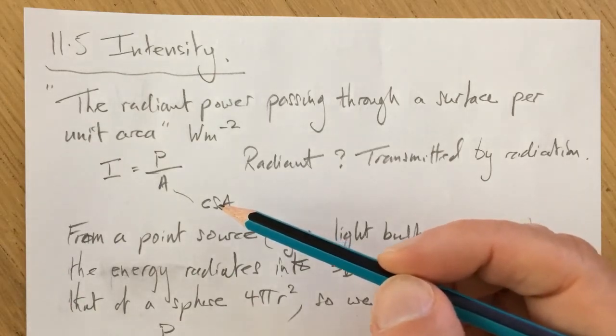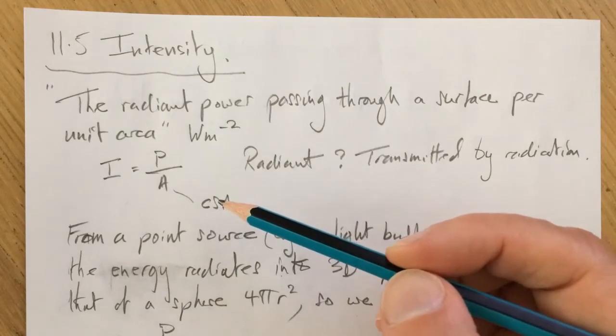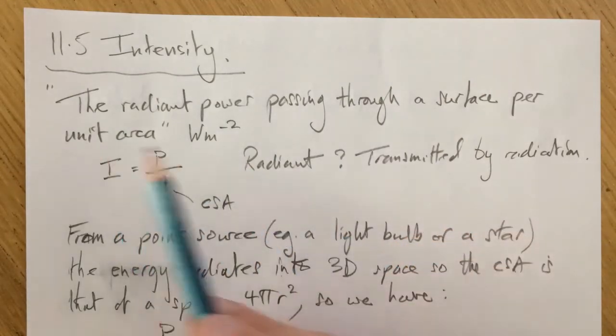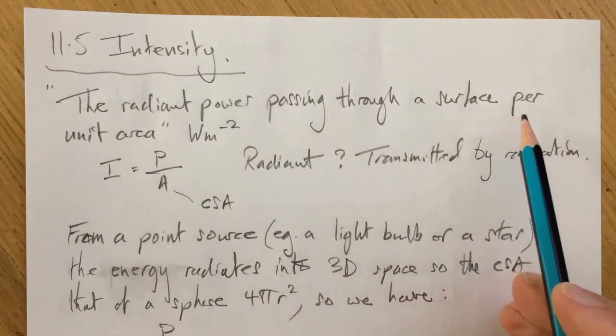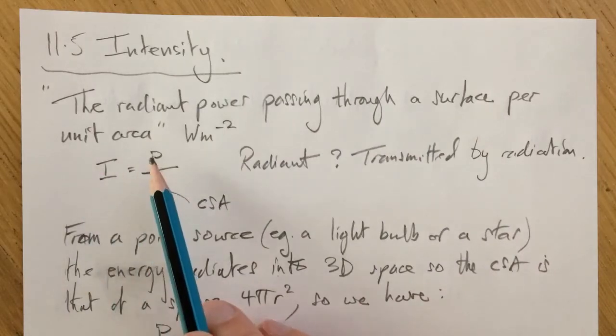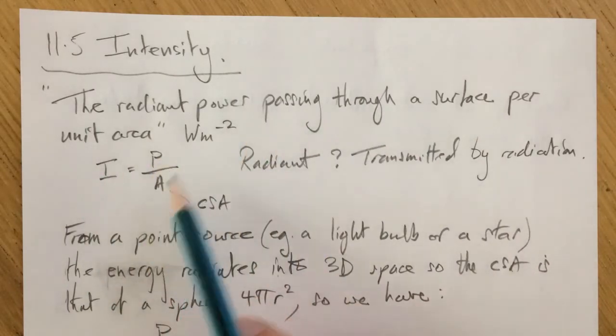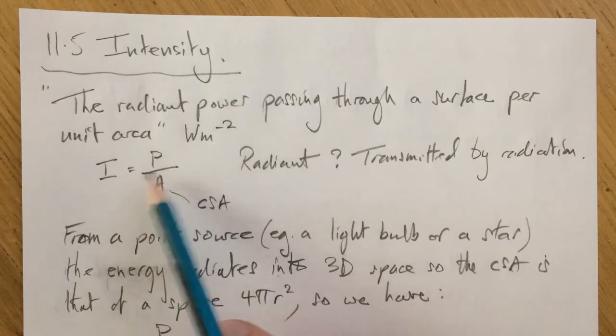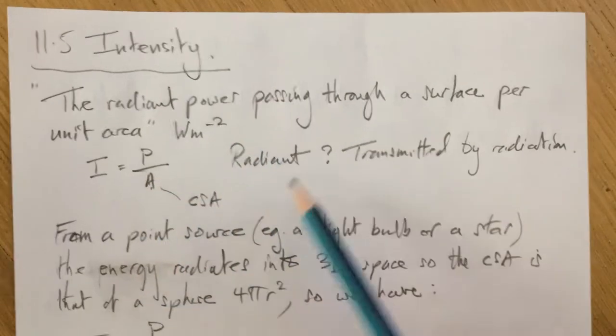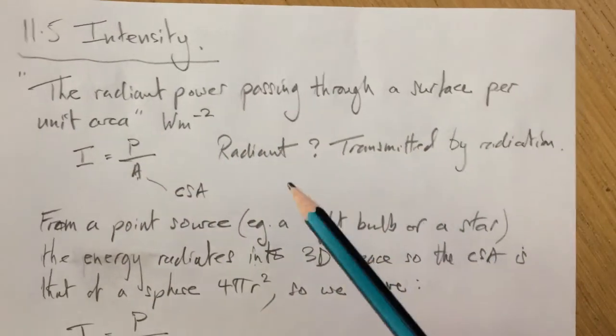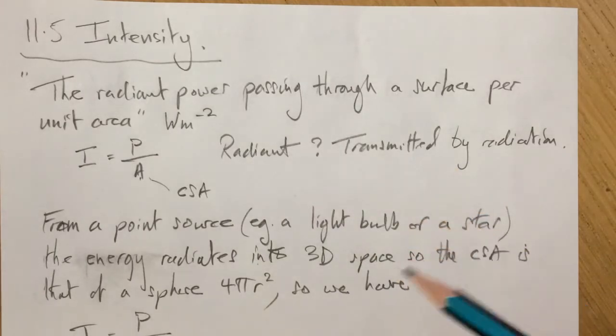11.5, intensity. The intensity of a wave. So the intensity is the radiant power passing through a surface per unit area. It's power divided by area, so it's watts per meter squared. Radiant, in this case, means transmitted by radiation. It means radiating. So this is what waves do, they radiate.